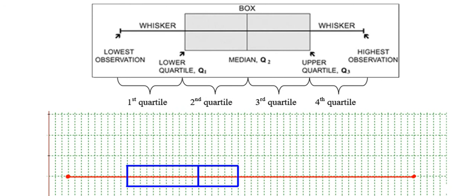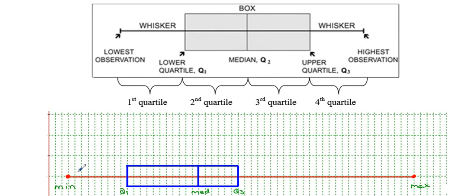So in this, right here is the min. This line here is Q1. This is the median. This line here is Q3, and this line here is the max. So this gives you some information that tells you exactly how the data is distributed.